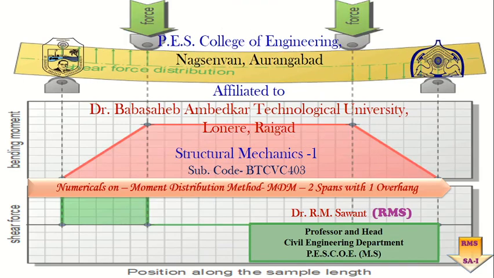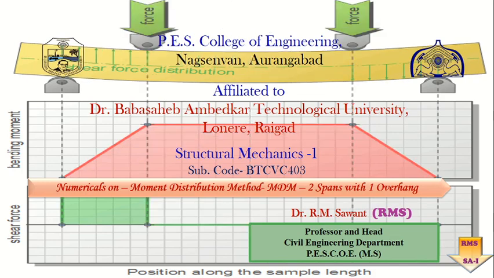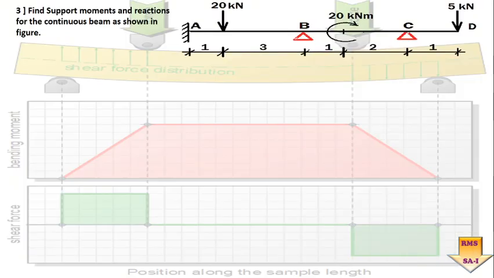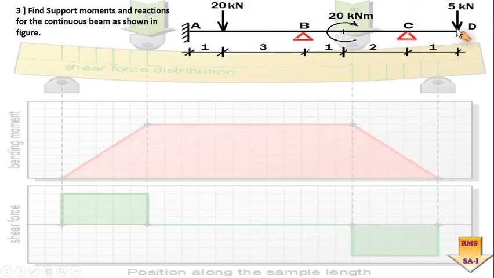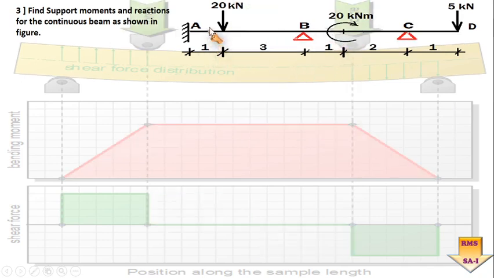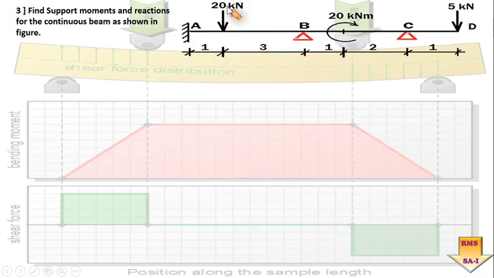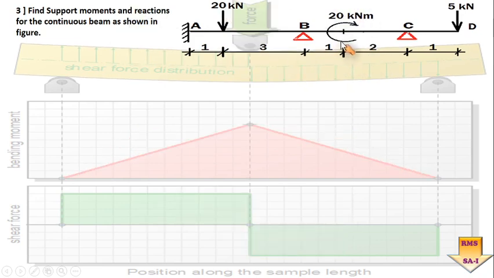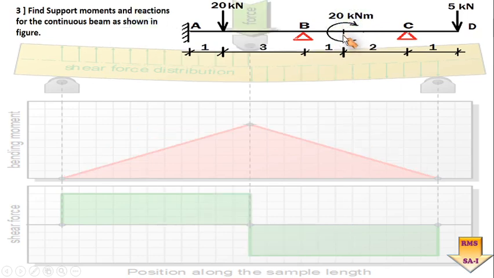Today we are going to deal with the same topic, that is the moment distribution method, and today we are going to take a continuous beam with an overhang about point C on the right hand part of the C. So this is the beam given. The loads and the individual spans are given. It is imposed with two point loads and one couple about one point, which has certain eccentricity.